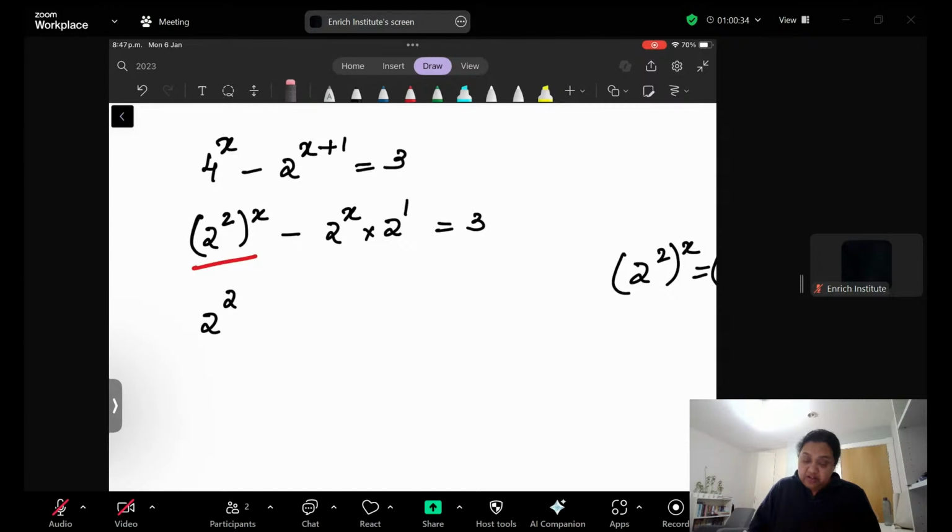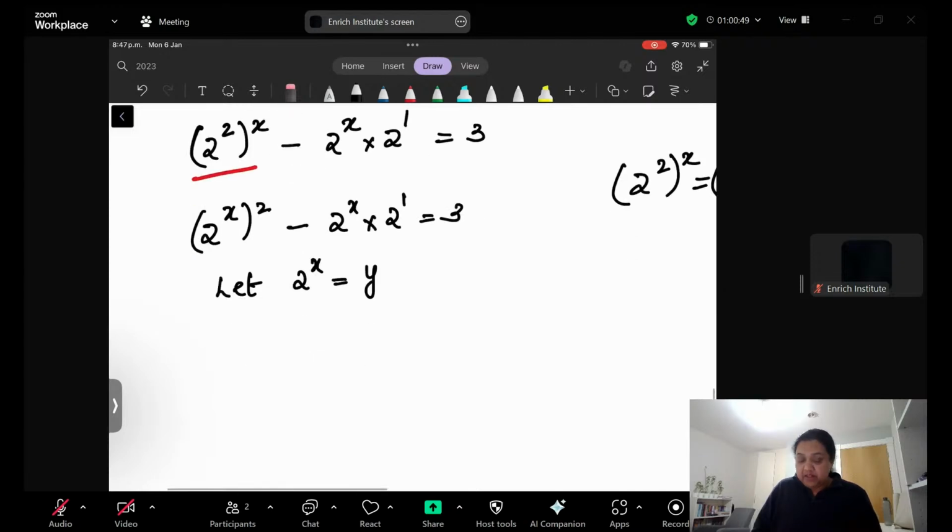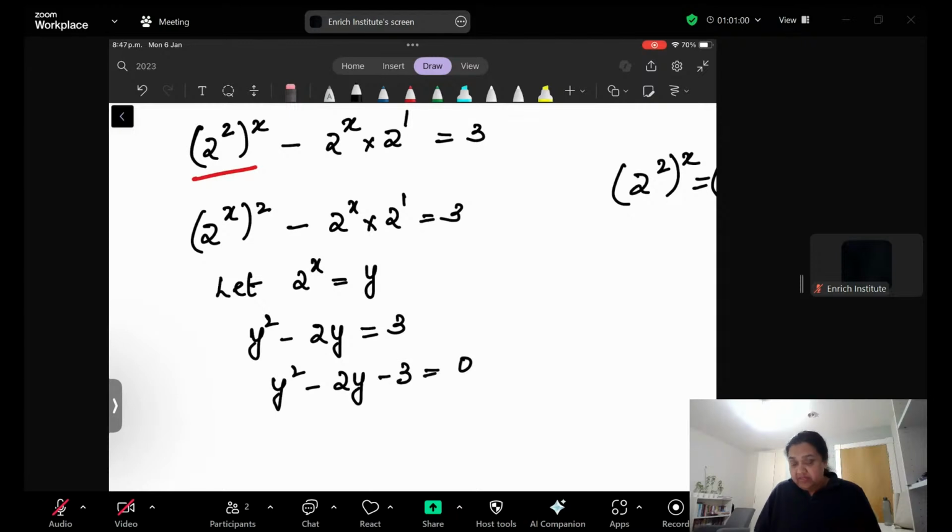Now here, I'm going to rewrite this as 2 to the power of x to the power of 2 minus 2 to the power of x times 2 to the power of 1 is equal to 3. Now I can say let 2 to the power of x is equal to y, and then this will be y square minus 2y equal to 3. Or I can write this as y square minus 2y minus 3 is equal to 0. And then you can solve this quadratic equation.